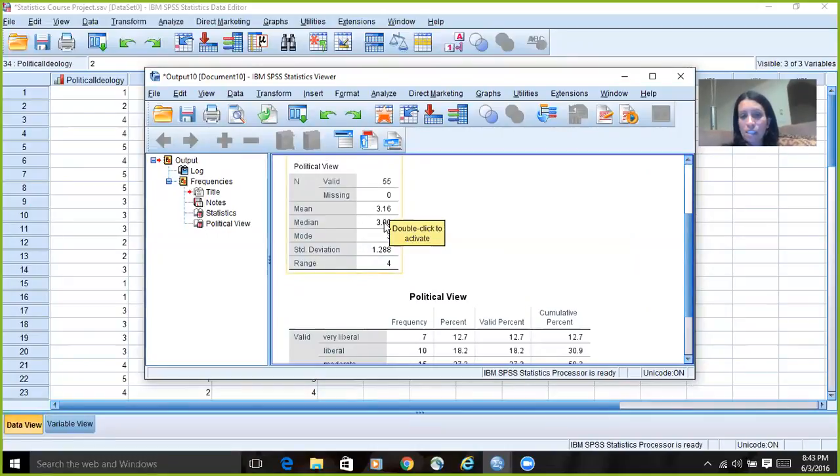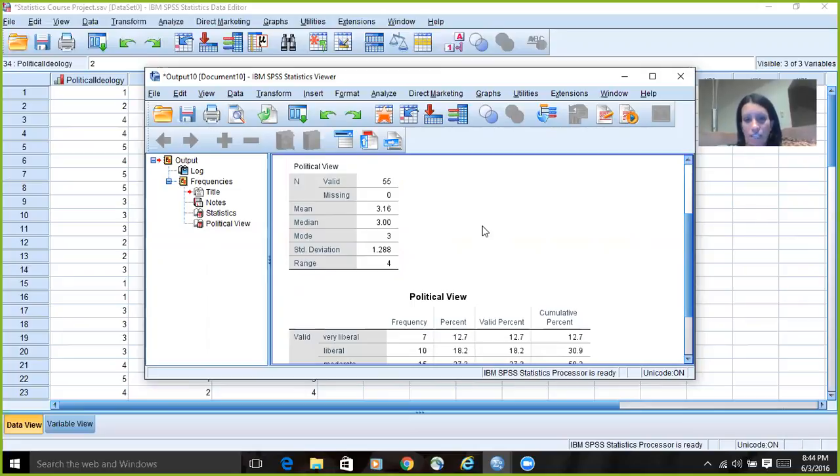The median is 3. Which means that half of my respondents were at or below moderate, and half of my respondents were moderate or on the conservative end. The mode is 3, which means that the most common response in my sample was moderate. So most of my respondents identified themselves politically as moderate.